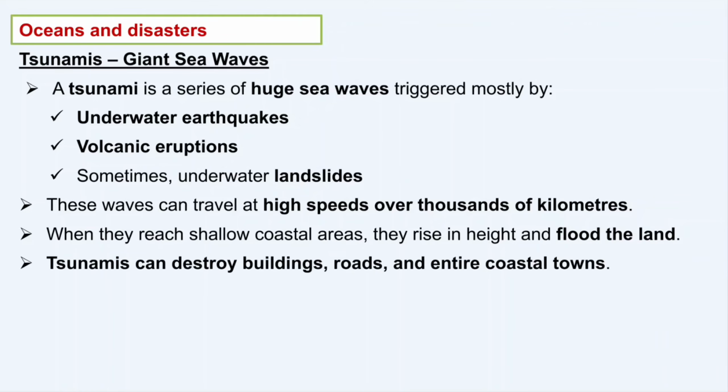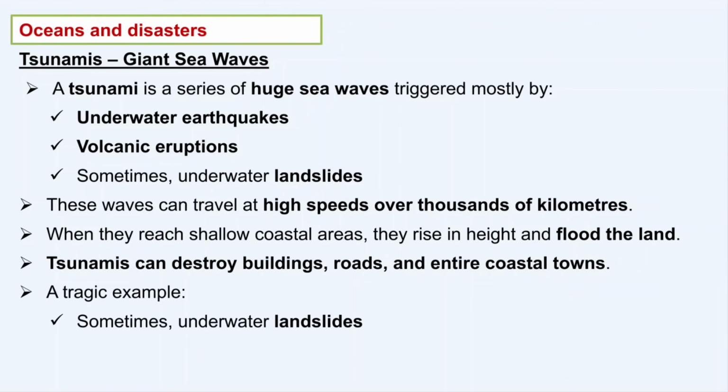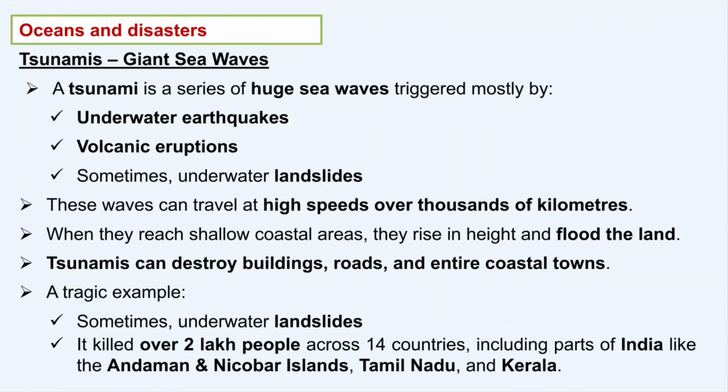So tsunami can destroy buildings, roads, and entire coastal towns. See, entire coastal towns, they are that much powerful. All right. A tragic example that I have just mentioned, that is about that. It killed over 2 lakh people across 14 countries, including parts of India like the Andaman and Nicobar Islands, Tamil Nadu and Kerala. So these were the parts of India which have been damaged very seriously because of this tsunami which came in the year 2004.